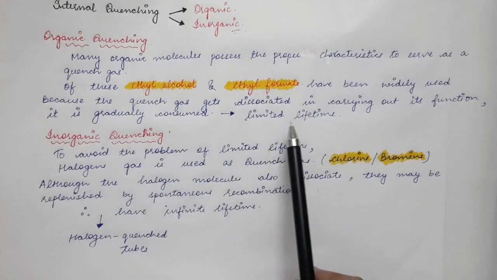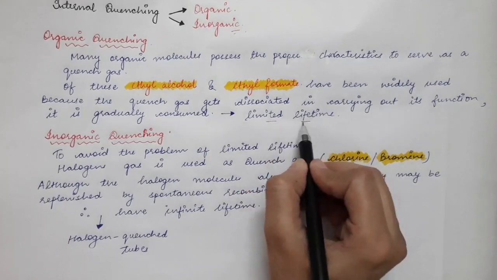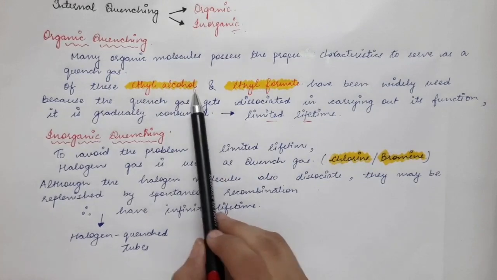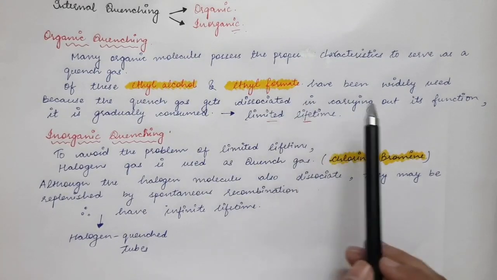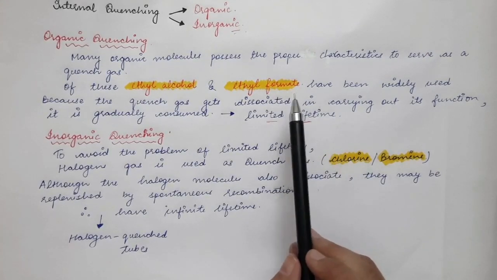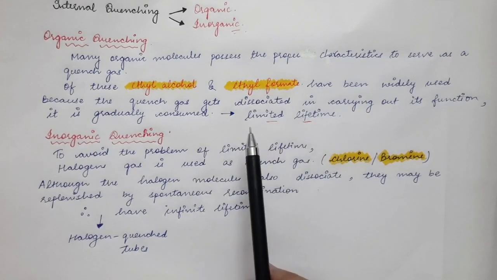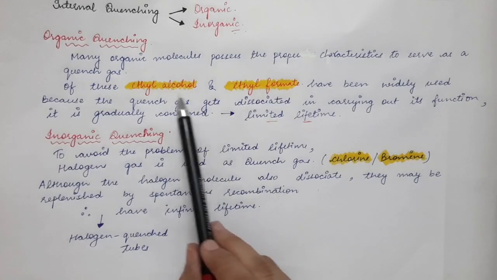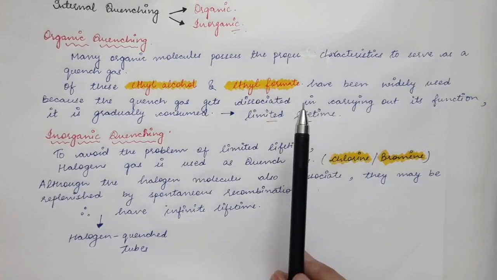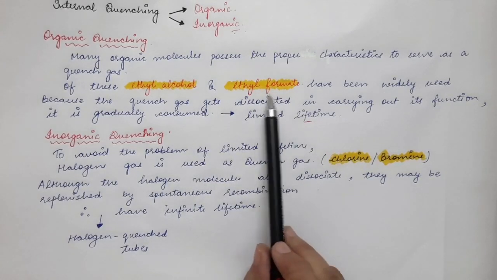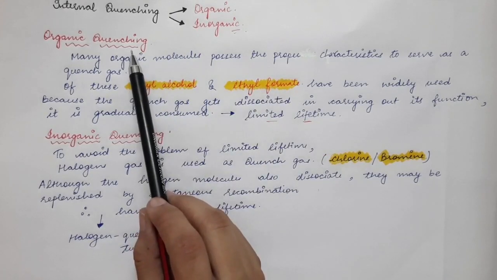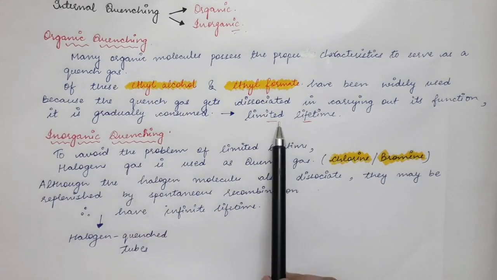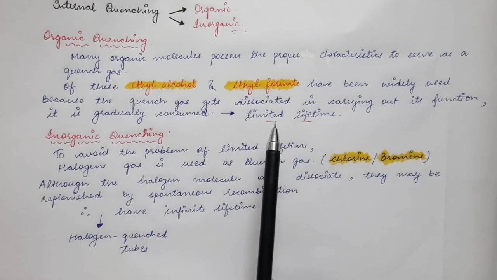Therefore, the GM tube has a limited lifetime in the case of organic quenching. Since these gases get dissociated and are gradually consumed, after some time there will be no ethyl alcohol or ethyl formate. So for some time multiple pulses could be avoided using organic quenching, due to which the GM tube is said to have a limited lifetime.